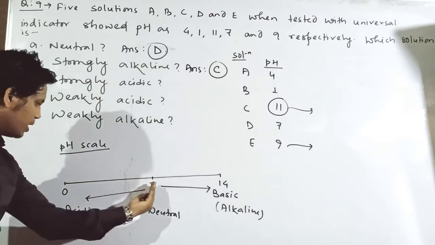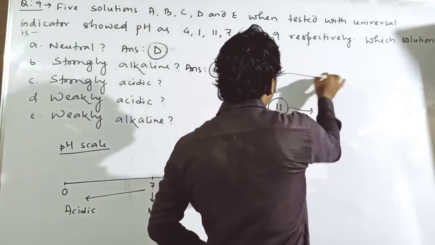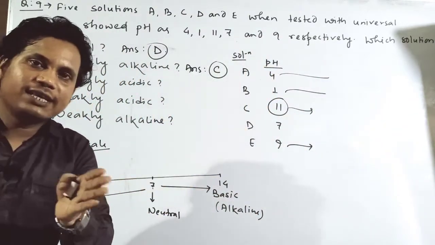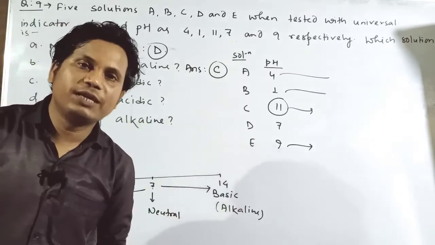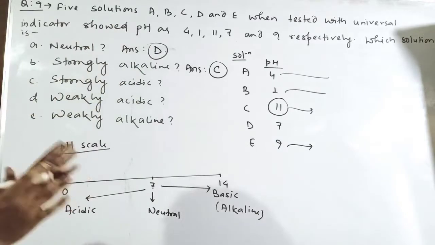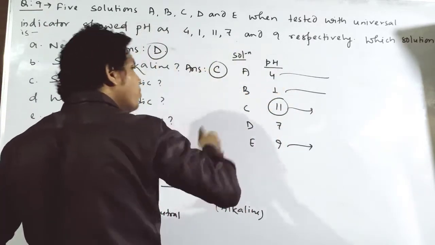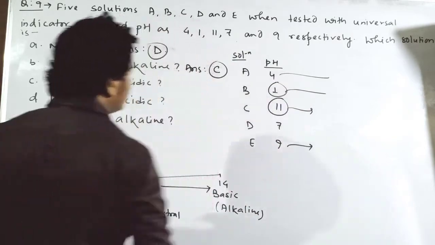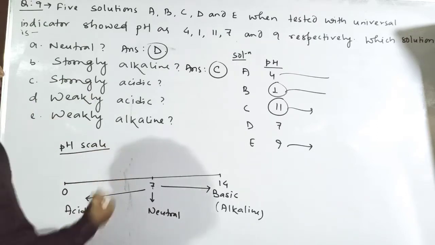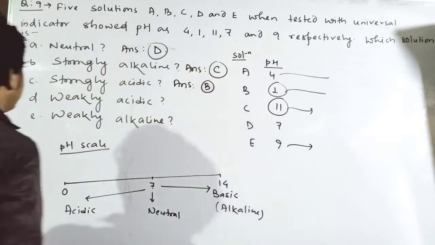Strongly acidic. So acidic is less than 7. See which one is less than 7? 4 and 1. Less than 7. The lower the value below 7, the stronger the acid. Which one is less than 7? 4 and 1. Which one is lowest? 1. So the lower the value, the stronger the acidic nature. So our answer will be B, less than 7.